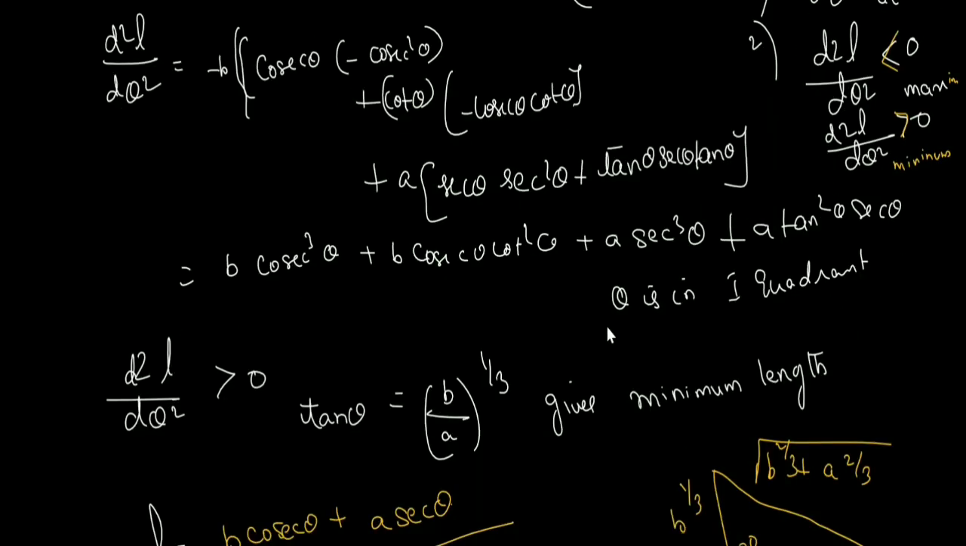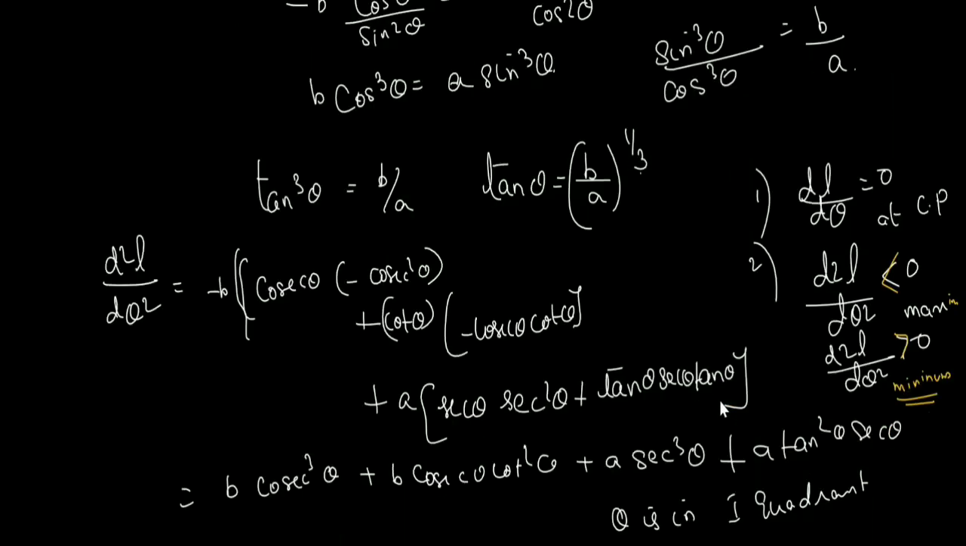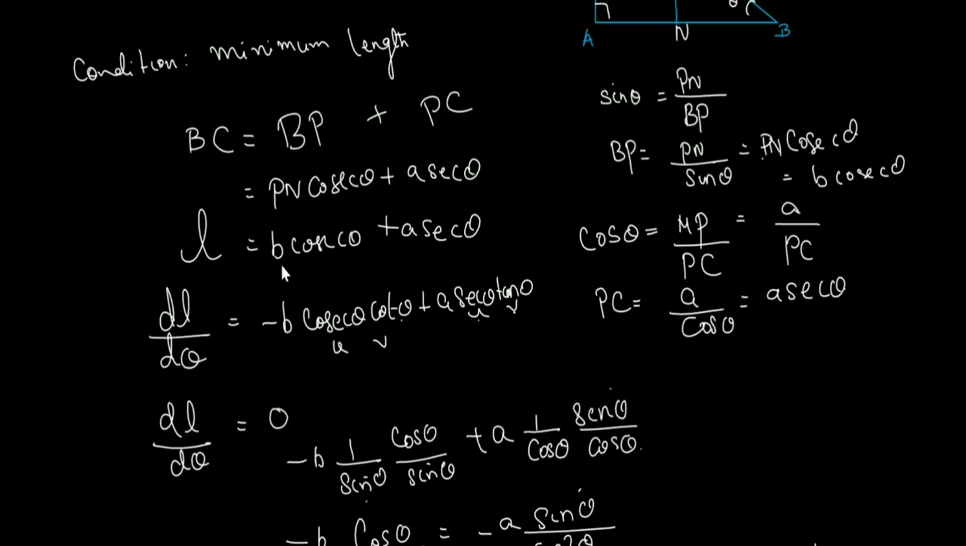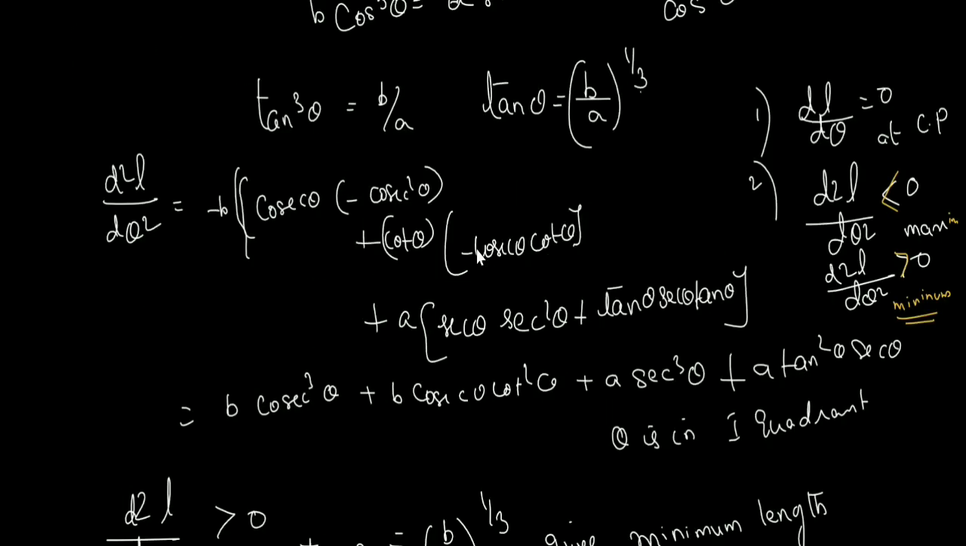Now theta is in the first quadrant because it is a right angle triangle, one angle is 90, so the other angles will be less than 90. Less than 90 means first quadrant. In the first quadrant, all the ratios are positive, so we have all positive here. So d square L by d theta square is greater than 0. If it is greater than 0, that means the length is minimum. So we found that the length is minimum. What is the minimum length? L is equal to B cosecant theta plus A secant theta.